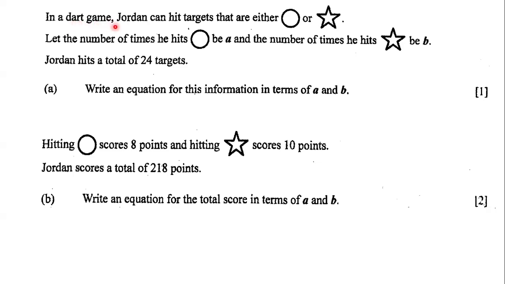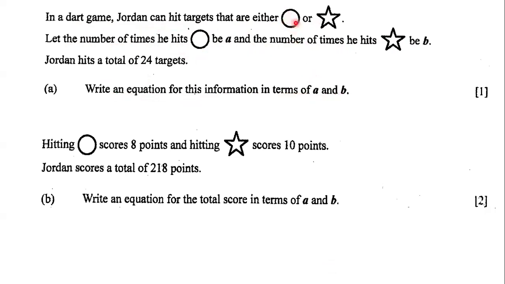In a dart game, Jordan can hit targets that are either circle or star. Let the number of times he hits a circle be A, and the number of times he hits a star be B. Jordan hits a total of 24 targets. Write an equation for this information in terms of A and B.